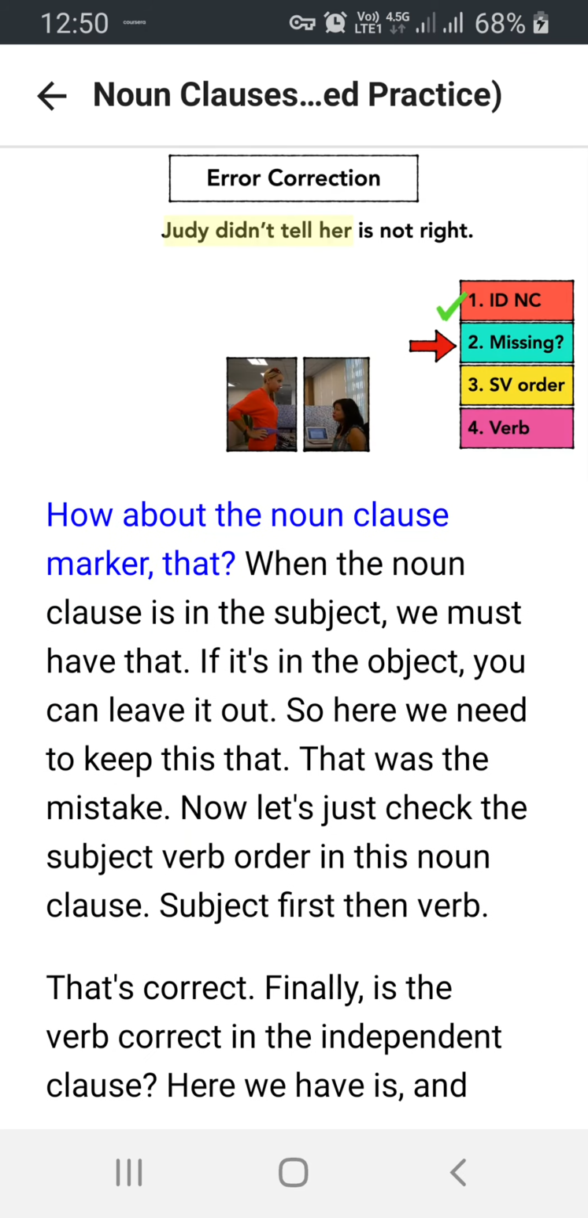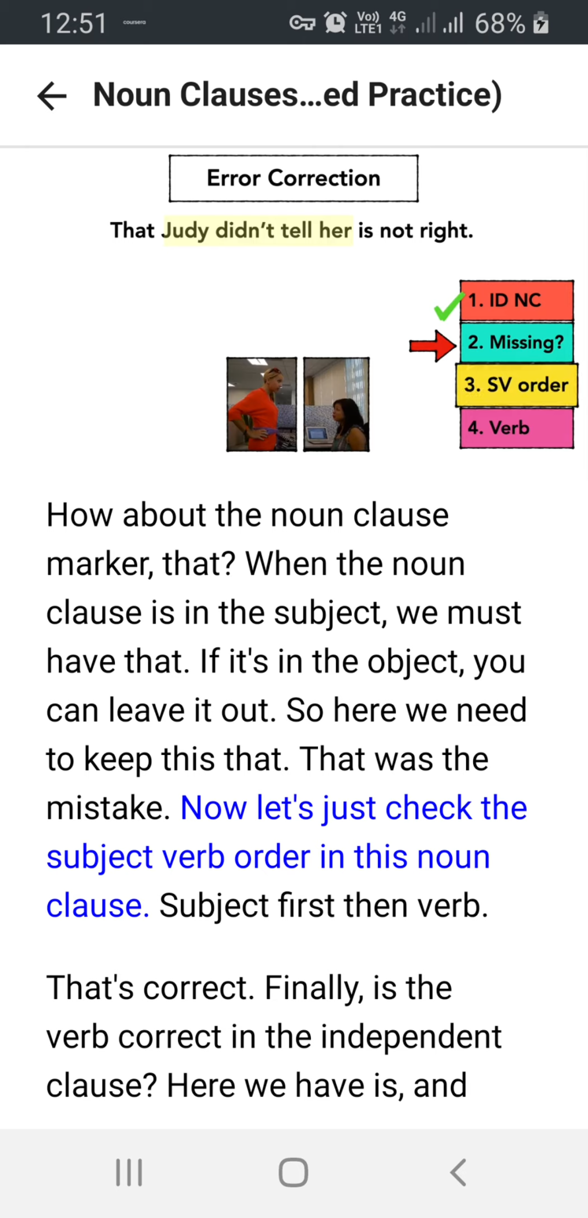How about the noun clause marker? That. When the noun clause is in the subject, we must have that. If it's in the object, you can leave it out. So here, we need to keep this that. That was the mistake.